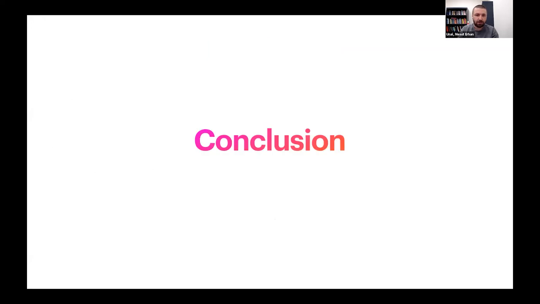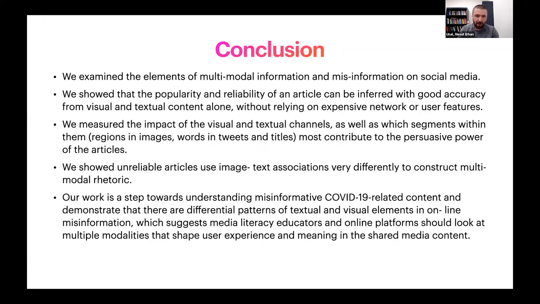So as for the conclusion, we examined the elements of multimodal information and misinformation on social media. We showed that the popularity and reliability of an article can be inferred with good accuracy using visual and textual content alone, without relying on expensive network or user features.